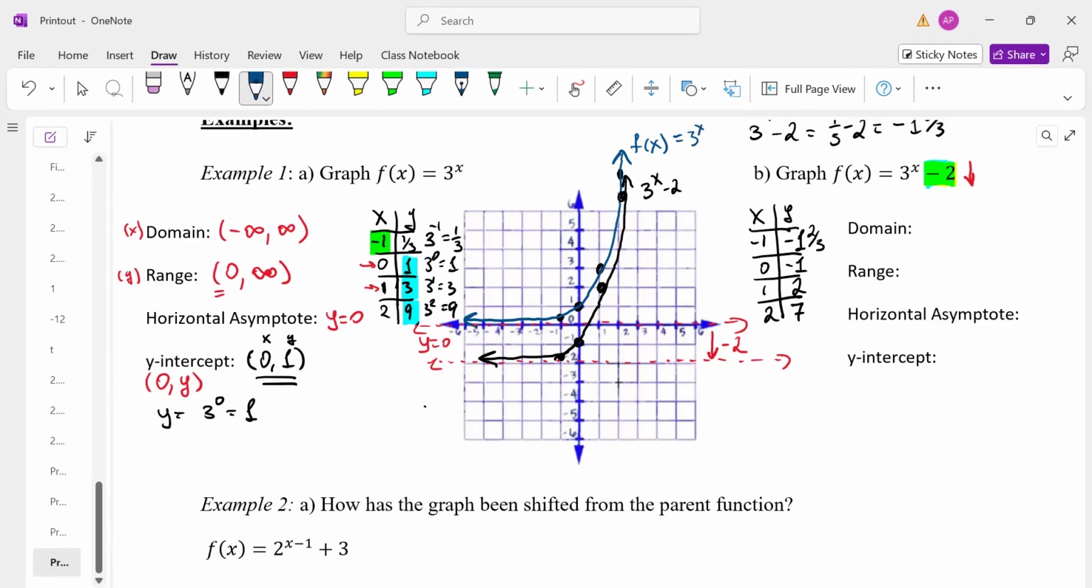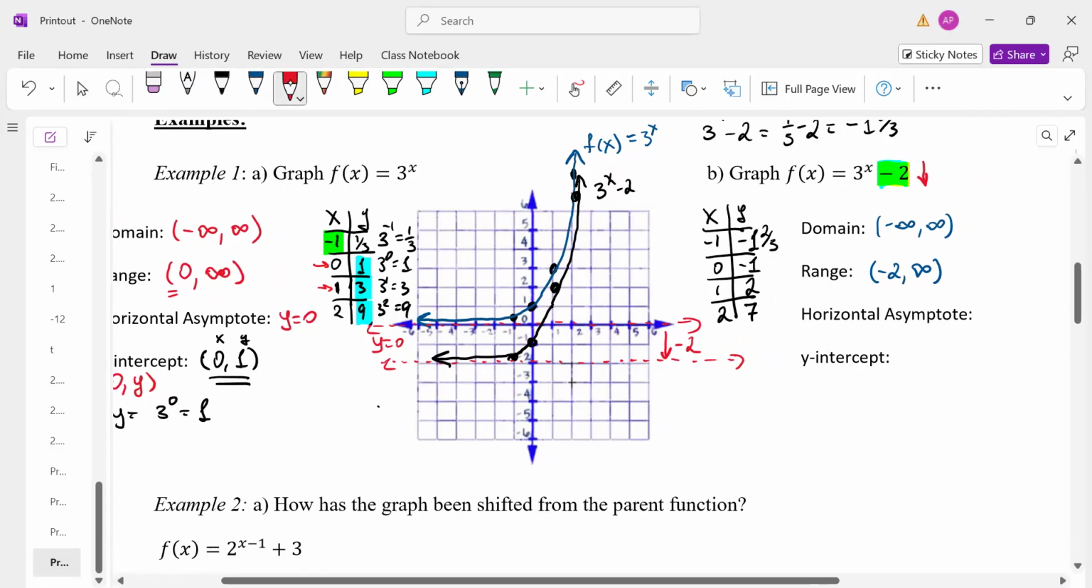Okay, so let's talk about our domain. Well, our domain is still all real numbers because we can still substitute all kinds of numbers in for x, negative and positive. So it's from -infinity to infinity. The range, however, now, notice that our function has been brought down 2 units, but we still have that asymptote at -2. Therefore, the range would be from -2 to infinity. Horizontal asymptote, in a similar way, we brought down our asymptote 2 units, so it's going to be y equals -2.